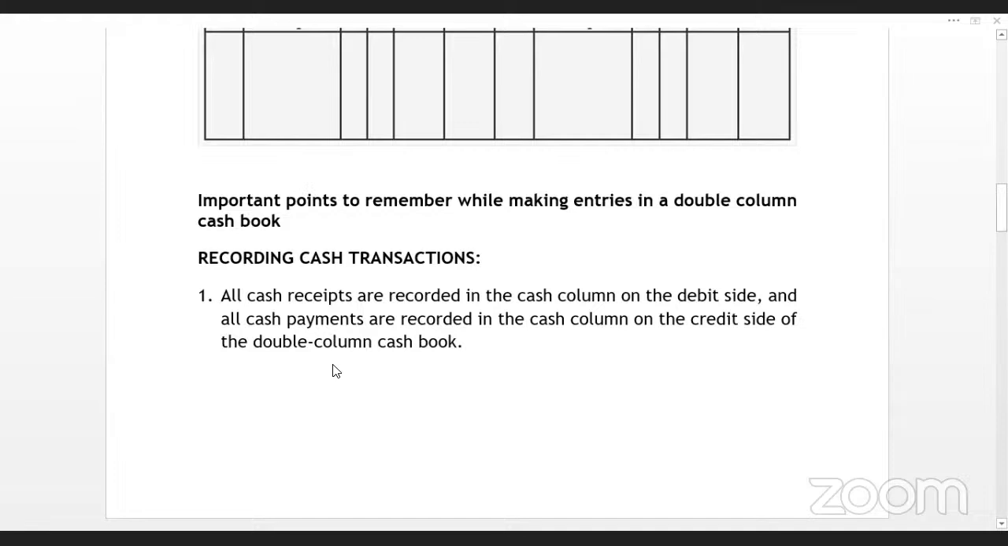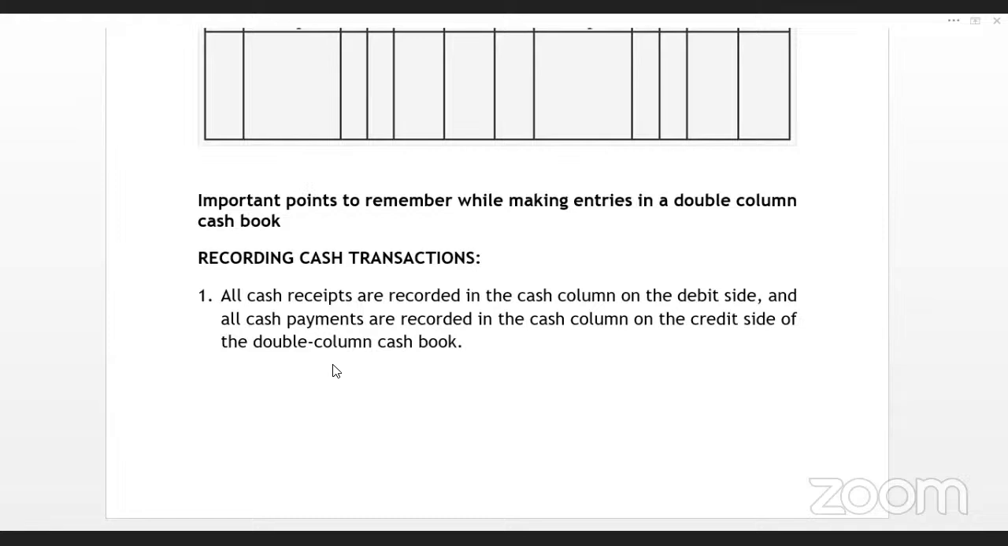all cash receipts are recorded in the cash book on the debit side. So if a business receives cash, that cash is going to be debited in the cash column of the cash book.